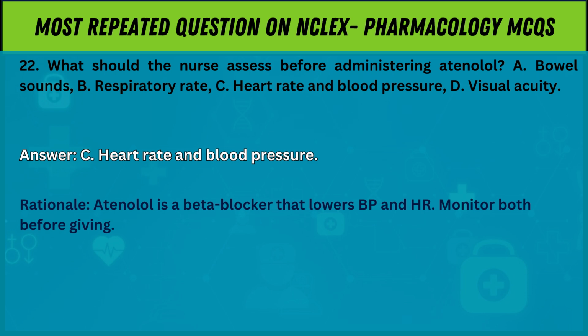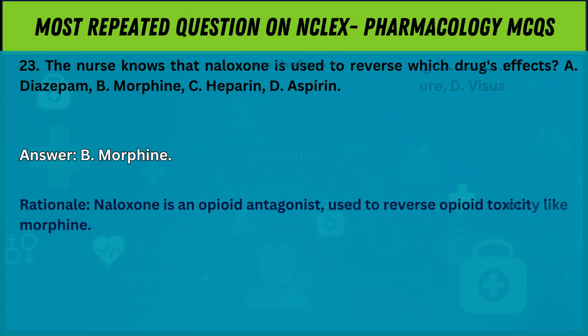Rationale: atenolol is a beta blocker that lowers BP and HR. Monitor both before giving. 23. The nurse knows that naloxone is used to reverse which drug's effects? A. Diazepam, B. Morphine, C. Heparin, D. Aspirin. Answer: B. Morphine. Rationale: naloxone is an opioid antagonist used to reverse opioid toxicity like morphine.